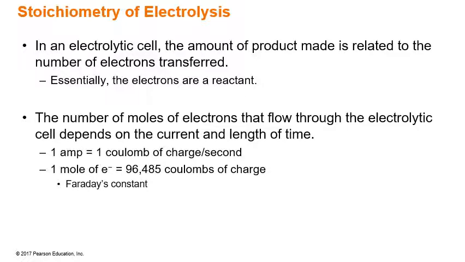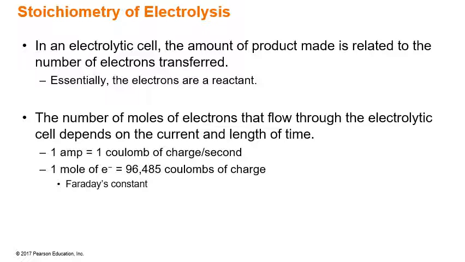Stoichiometry happens in a very predictable way, and so we can actually determine the amount of product by the number of electrons that are transferred in our electrolytic cell. So really, our electrons are acting as a reactant. We can calculate the number of moles that flow through the cell, and that depends on the current and the length of time. And so it's important to remember our units when we do these calculations, because an amp means that it's 1 coulomb of charge per second.